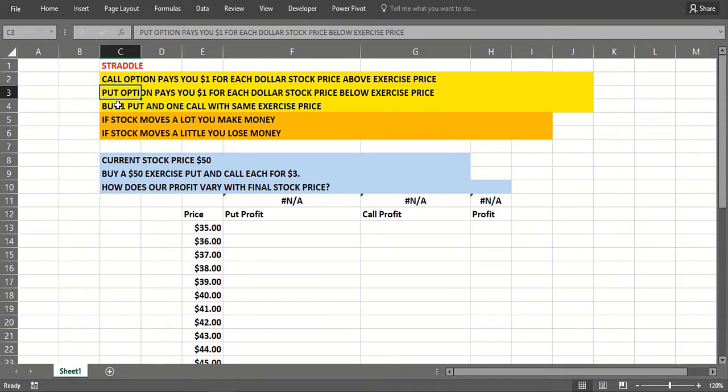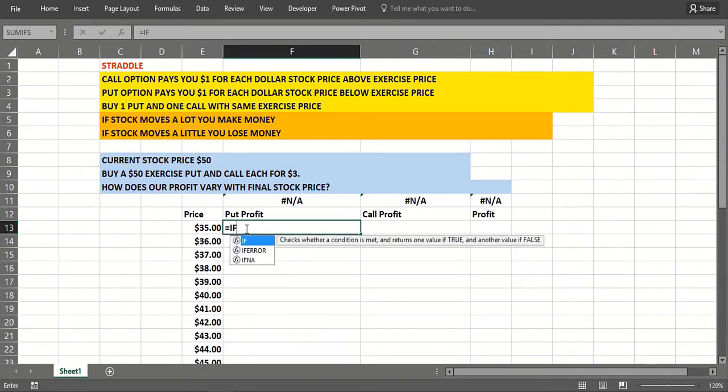So basically, let's consider a situation where you buy a $50 exercise put and a $50 exercise call, each for $3. The current stock price is $50, so it's reasonable to assume the stock might go, when these options expire, let's say in 6 months, down to 35 or up to 65. How does our profit vary with the final stock price? Well, we'll use if statements to find the put profit, then the call profit, and then add them together.